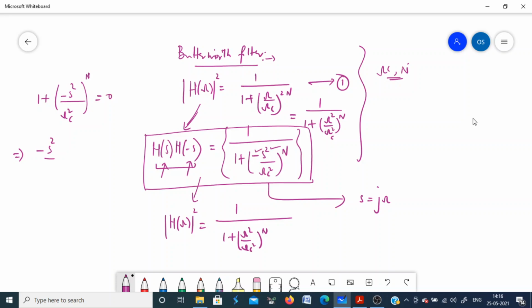Or you can say minus s square upon omega c square to the power n is equal to minus 1. Or you can write it as minus s square upon omega c square is equal to minus 1 to the power 1 by n, and minus 1 to the power 1 by n, you can write it as, the nth root, e to the power j 2k plus 1 pi by n, if k is equal to 0 up to n. So that I have written like this.